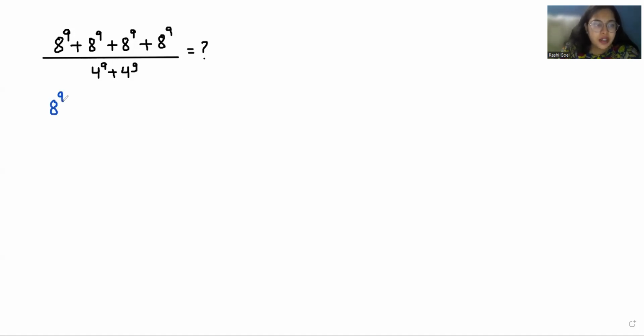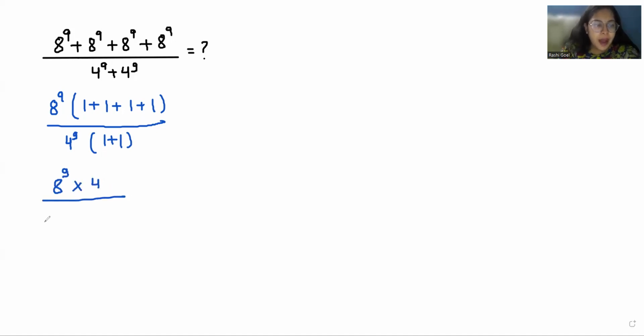From the numerator, if I take 8^9 as common, we get 1 plus 1 plus 1 plus 1. Similarly, 4^9 is common in the denominator, so 1 plus 1. So 8^9 times 4 over 4^9 times 2. We can cancel this out, so it becomes 2.